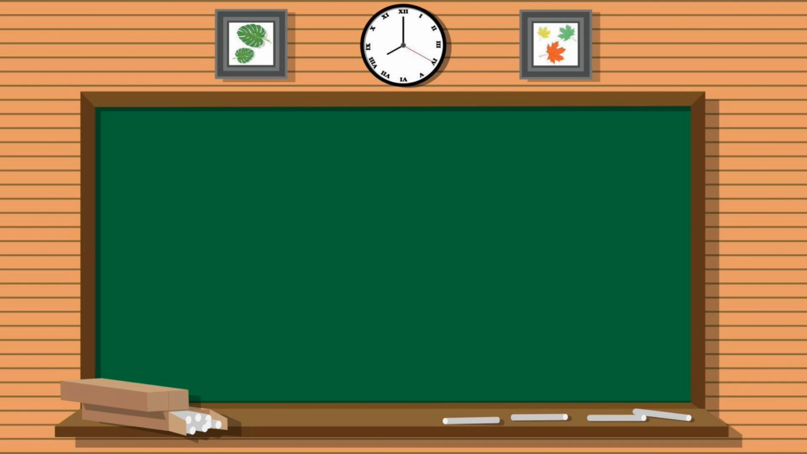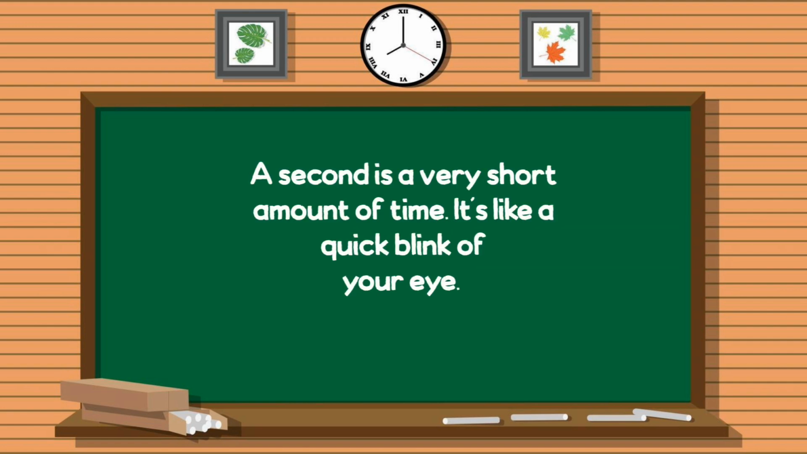Time is a way to measure how long things take or how long something lasts. We use seconds, minutes, and hours to measure different lengths of time. These are the units we use to measure the passing of time. First one, we have the seconds. A second is a very short amount of time. It's like a quick blink of your eye.